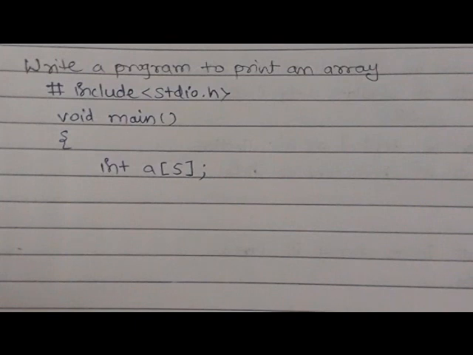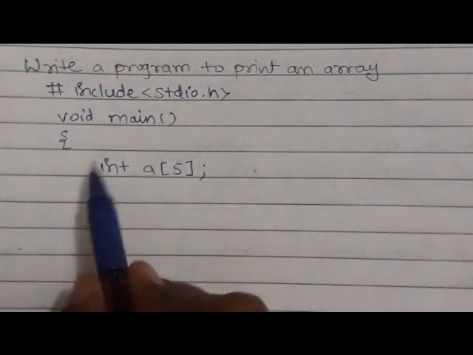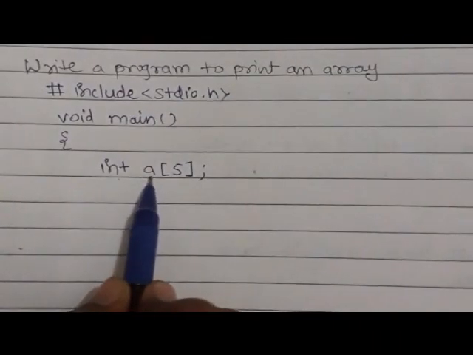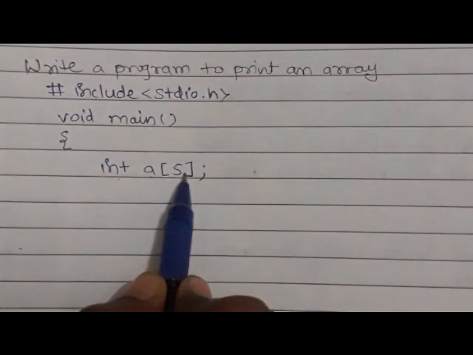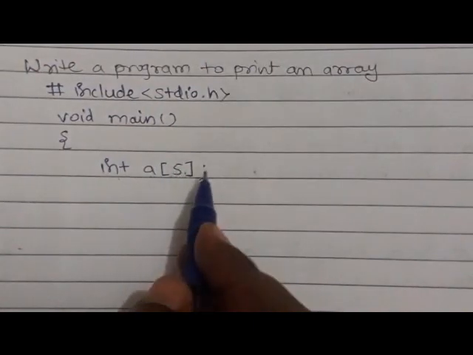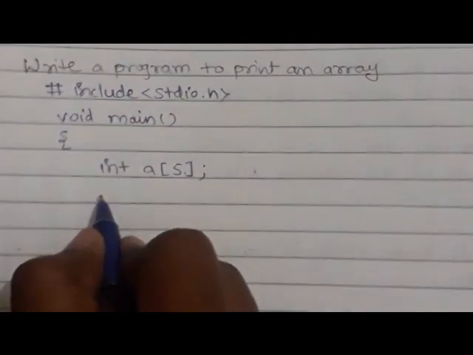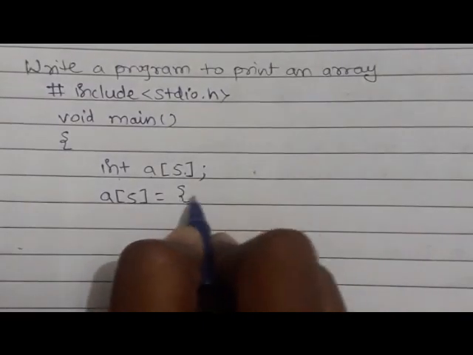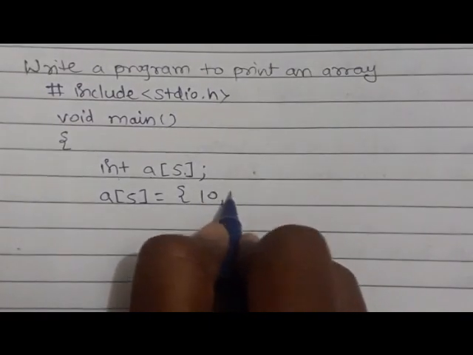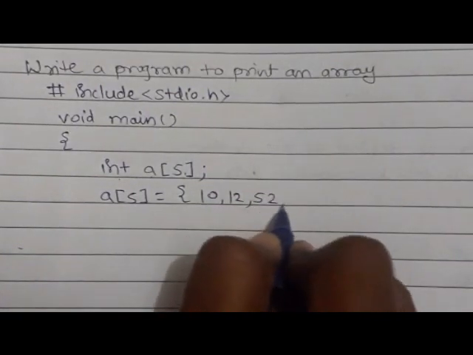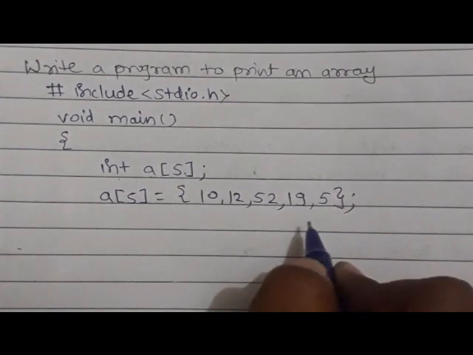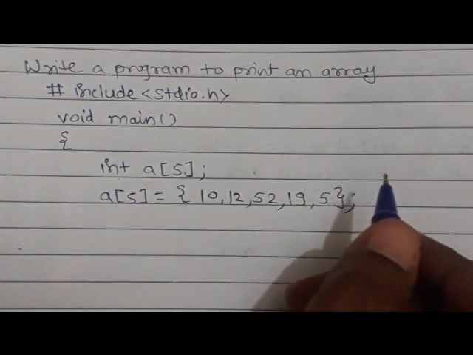Now we will write a program to print an array. For that purpose, within the program we declare an array. Here the array name is A and its size is 5. Now we will initialize these values. So here we write A of 5 is equal to some values like 10, 12, 52, 19, 5. In this way we can store these values.